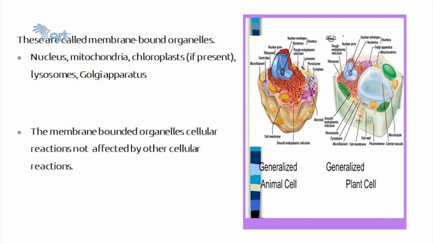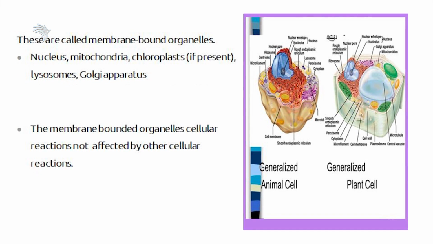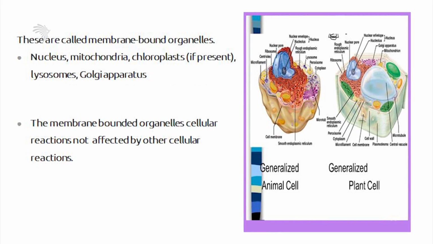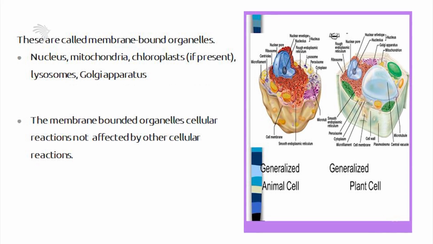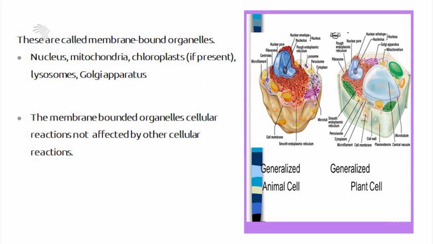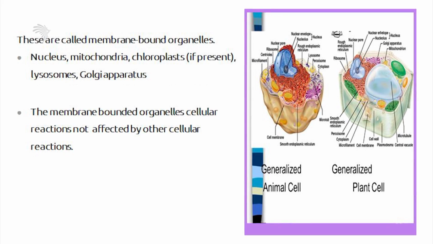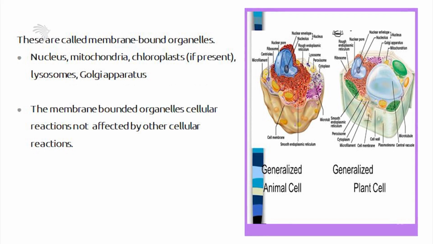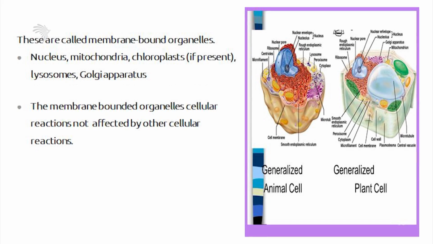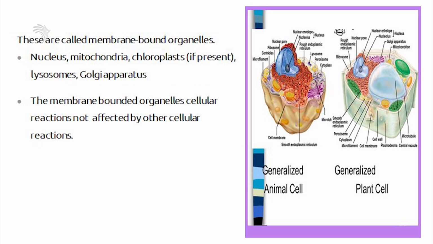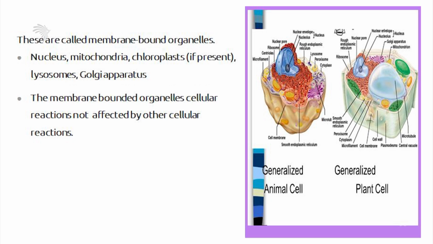In membrane-bound organelles, cellular reactions are not affected by other cellular reactions. So in a eukaryotic cell, you have many organelles inside the cytoplasm, and each of these organelles is bounded by a membrane. So there is no interference of the reaction of one organelle with that of the other. So the membrane encloses each organelle so as not to interfere with their tasks or cellular functions.